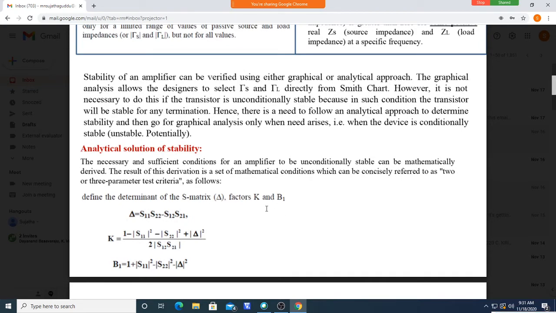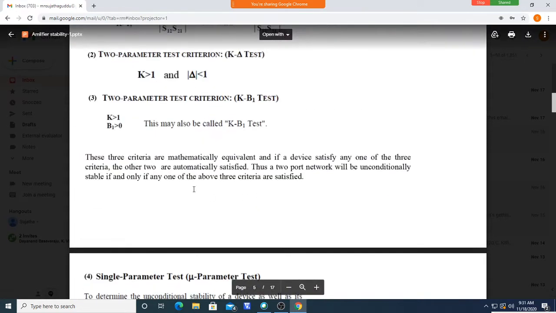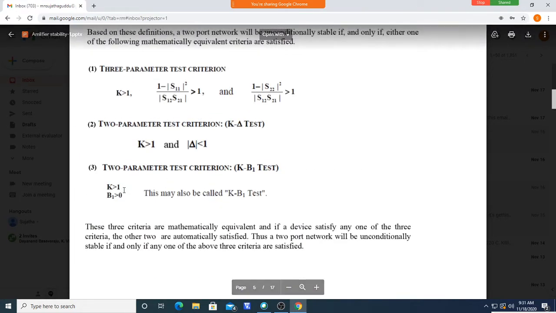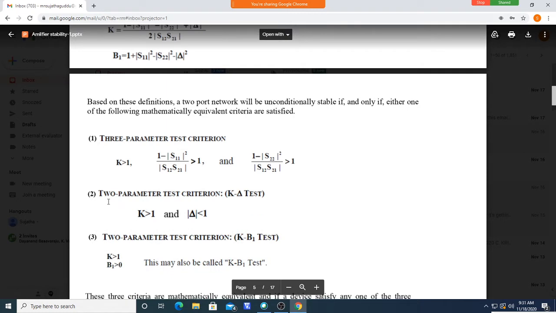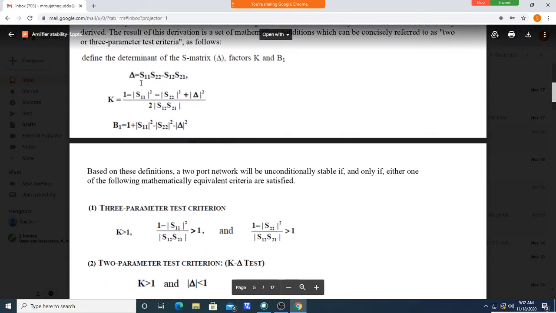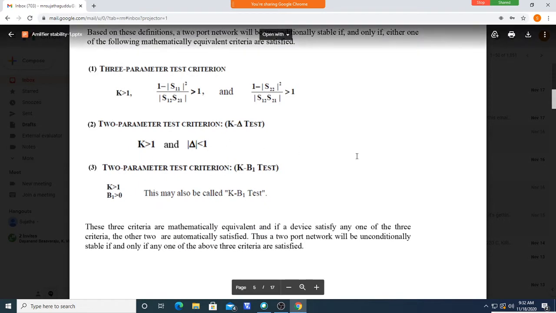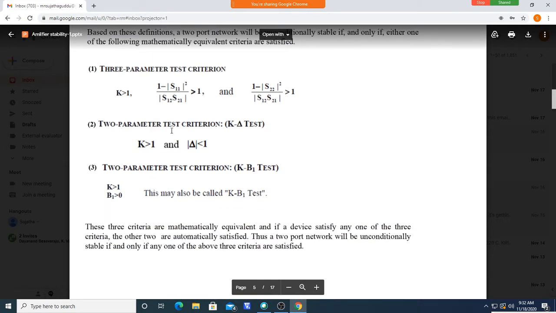See here, here is a problem. I have done one test, but you can do more. These three checks we can do. You can check the b value. You need not go for all of them. If you are using the second one, the two-parameter test criteria, the k delta test, calculate only delta and k and find out the value of delta and the value of k. If k is greater and delta is lesser, it is enough. The system is unconditionally stable. You need not go for b calculation. B is not needed if you are using these two.